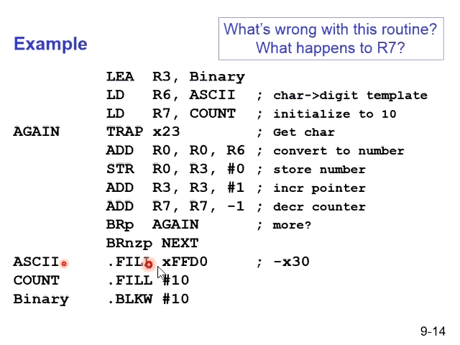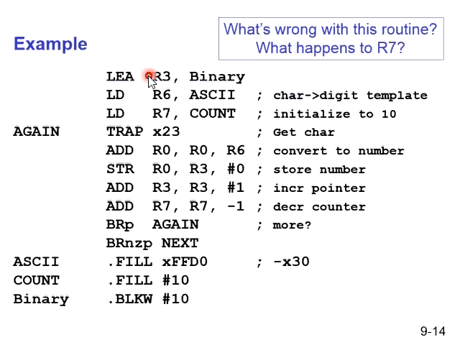Firstly, we store the ASCII offset, that means minus 30. Count, storing 10. And binary, we use BLKW 10 to say we have an array of 10 values. Over here, we use BLKW to say we have an array of 10 elements.